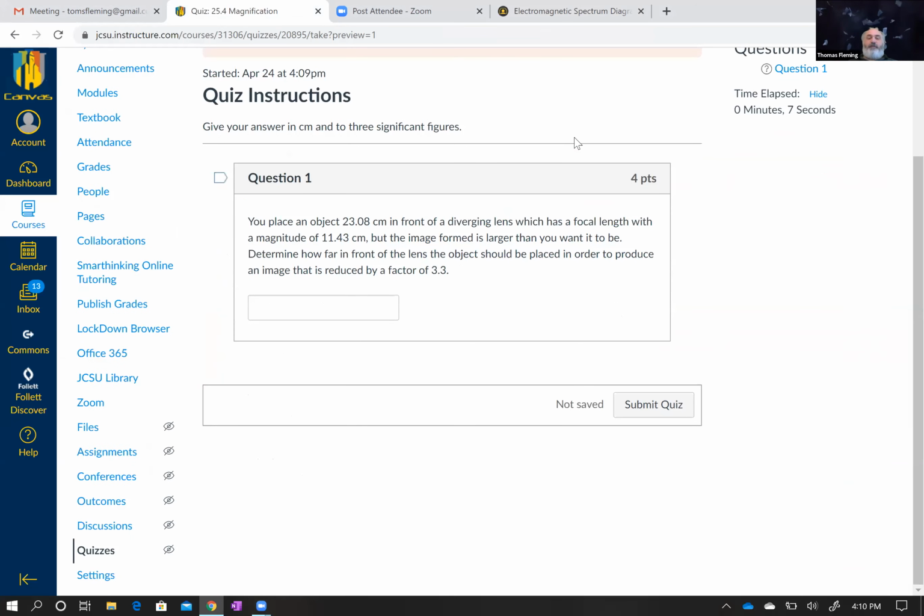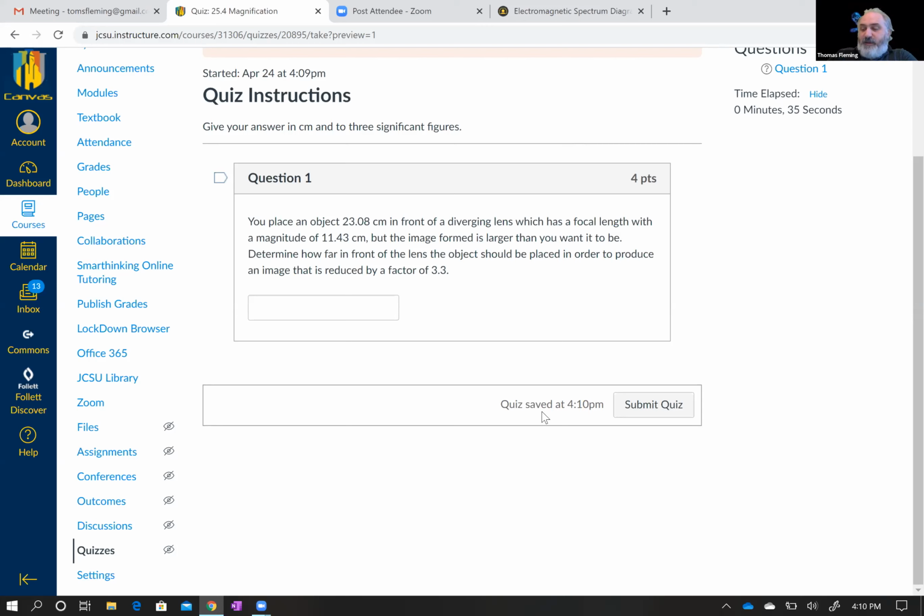So what's happening with this problem is you've got an object some number of centimeters in front of a diverging lens that has a given focal length. But when you do that, you're getting an image that's the wrong size. And so what you're going to want to do is move the object someplace new and get a different sized image. So let's just work this through.